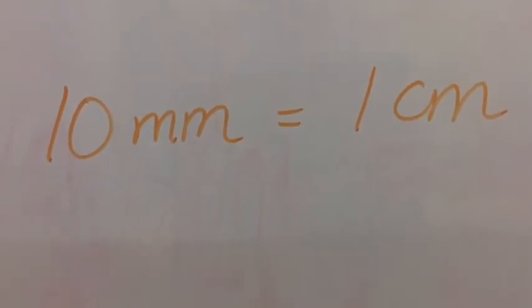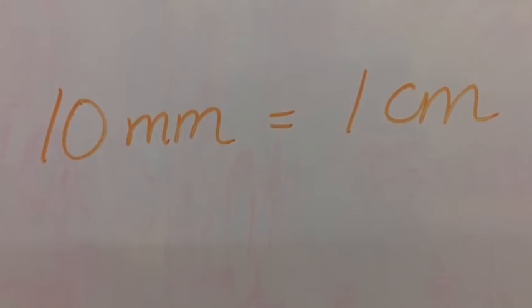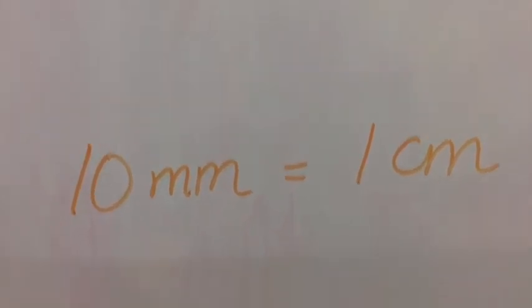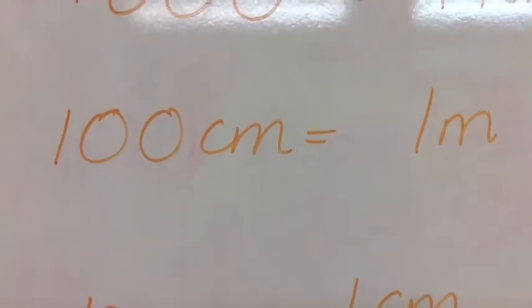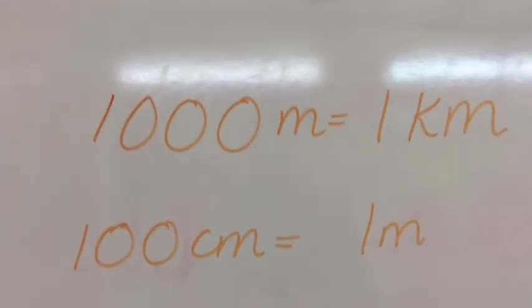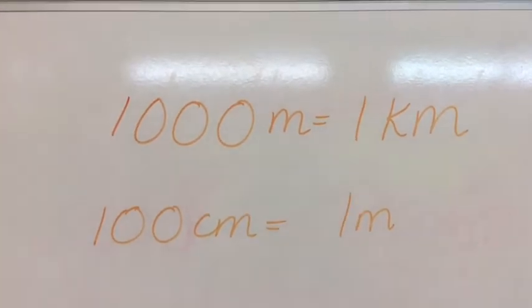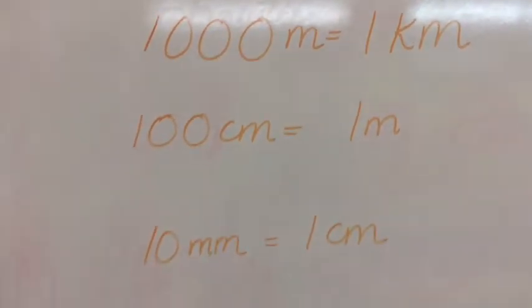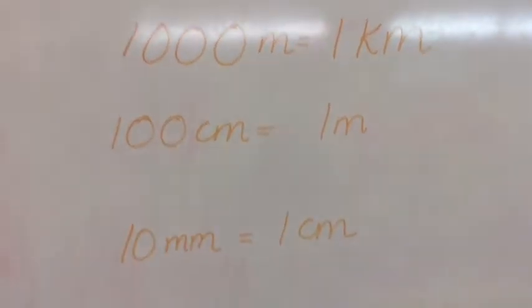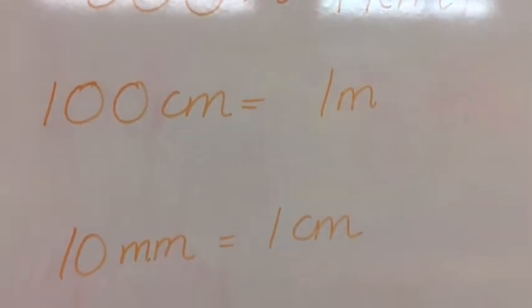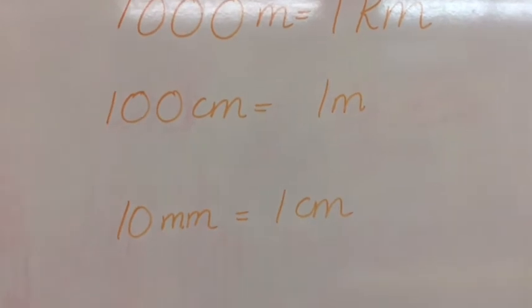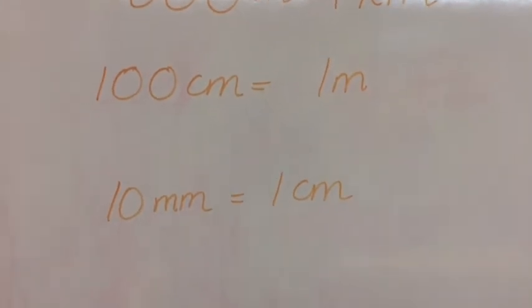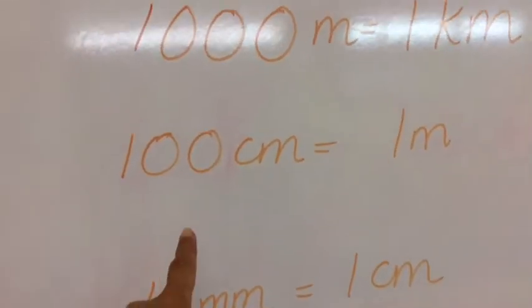10 millimetres equals 1 centimetre. But 100 centimetres make 1 metre. And 1,000 metres make 1 kilometre. Can you see what's happening here on the left? Each time we make our units of measure bigger, you've added a 0 on, haven't you?